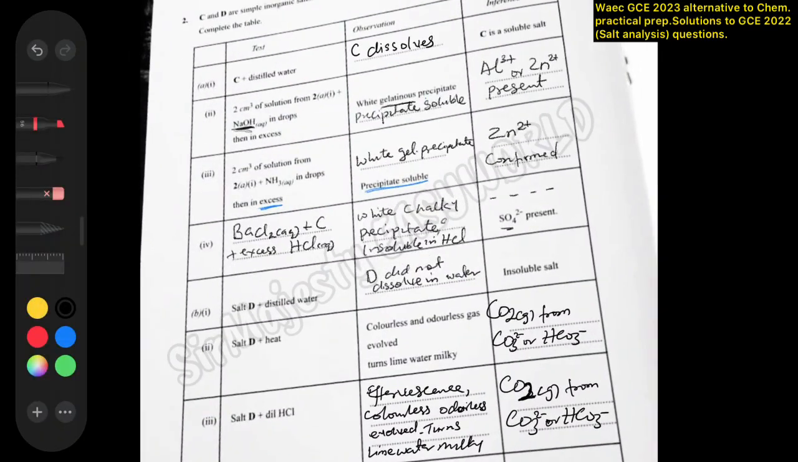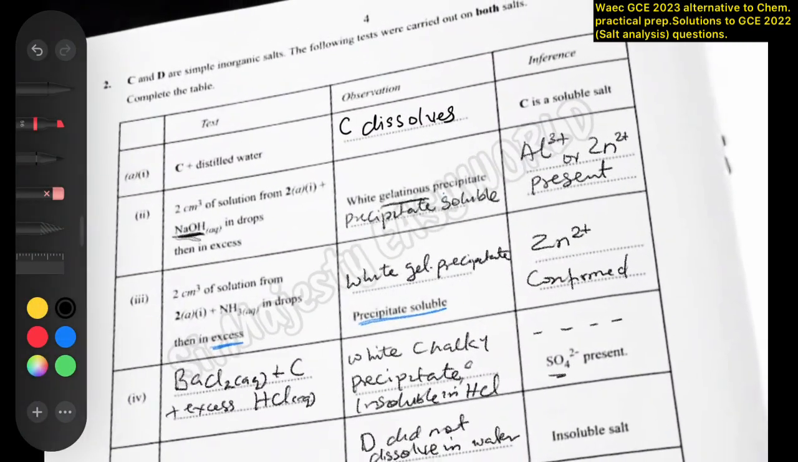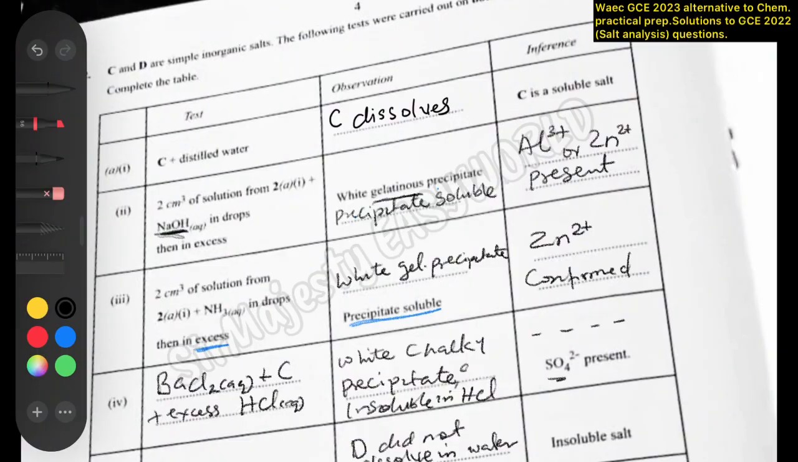So this is the sample of what you mean by alternative to practical, how to fill them. So I've told you what to do to get prepared for alternative to practical. You should learn how to test for cations, which we have here on this channel. Learn tests for anions, then tests for gases. With this you'll be covered, and also tests for reducing and oxidizing agents.